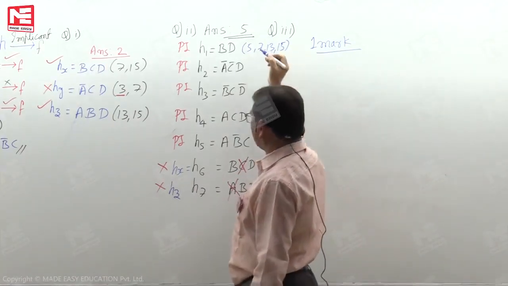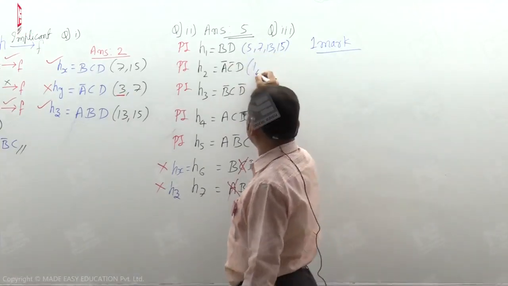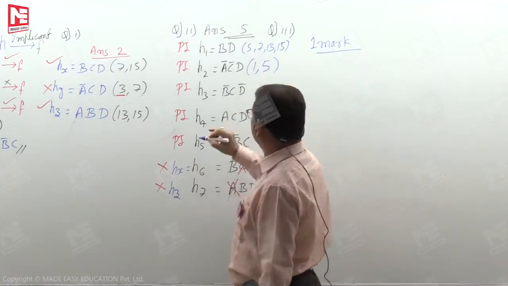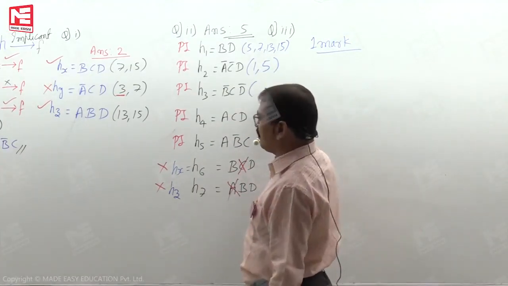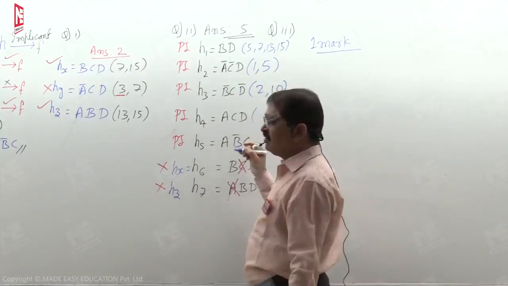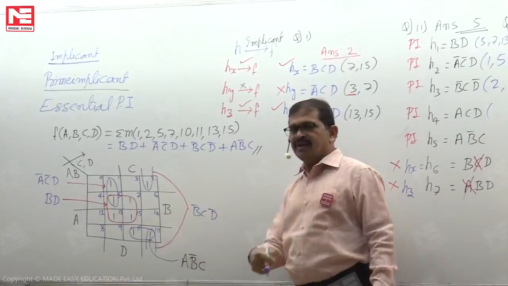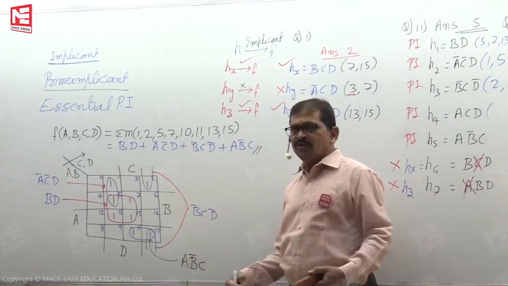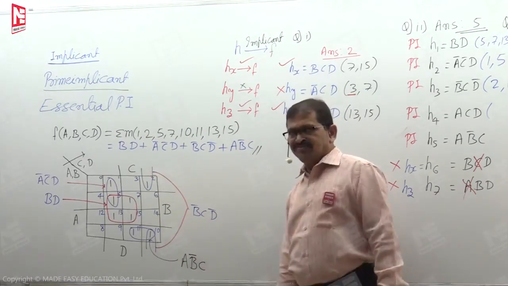And this product A complement C complement D is coming with a group of cells 1 and 5. This product B complement C D complement is coming with a grouping of cells 2 and 10. From the map we are giving nothing else. For clarity, you can go back and see the map, or if you have already noted it in your notes, you can see the notes.